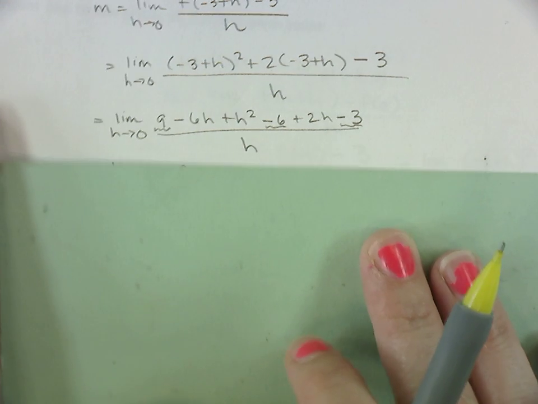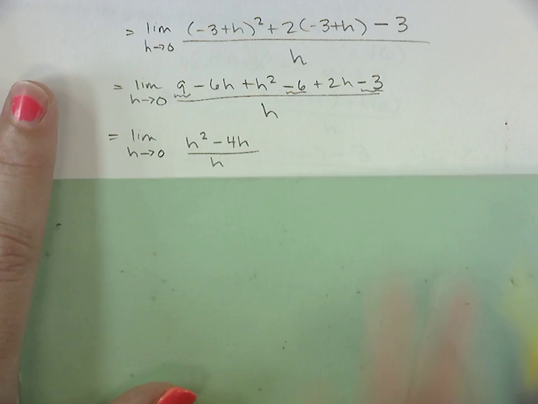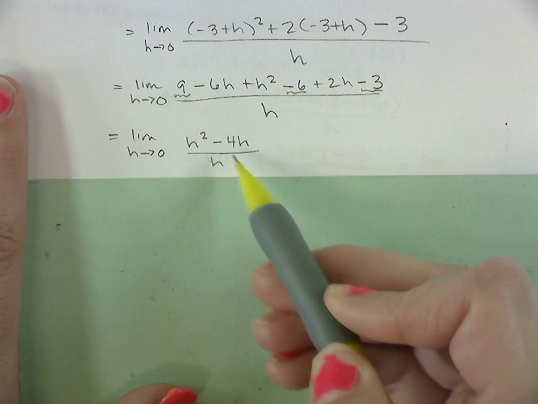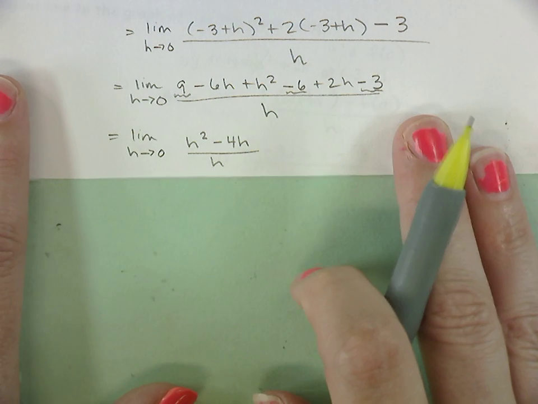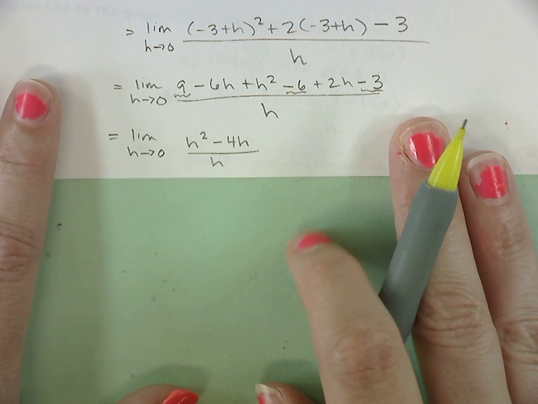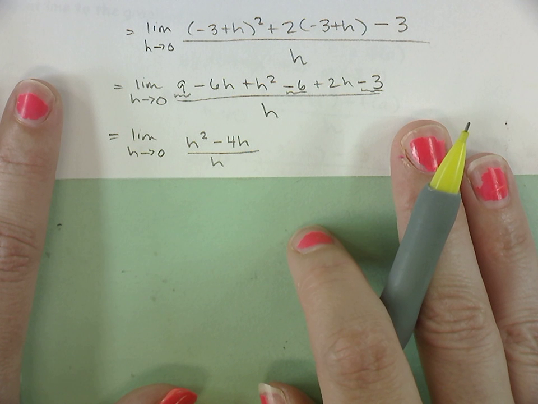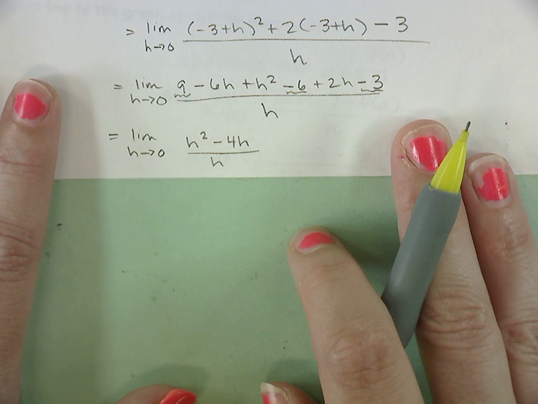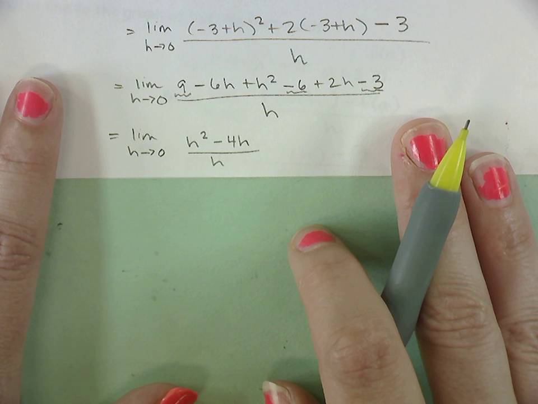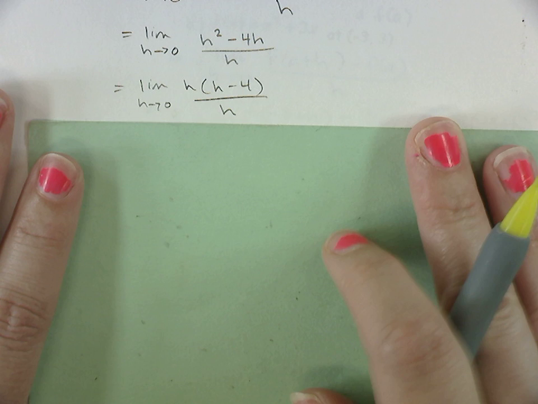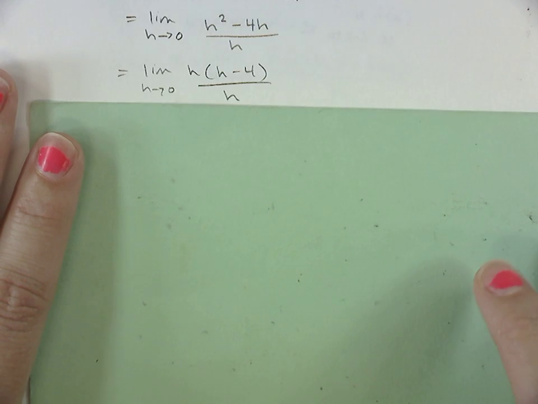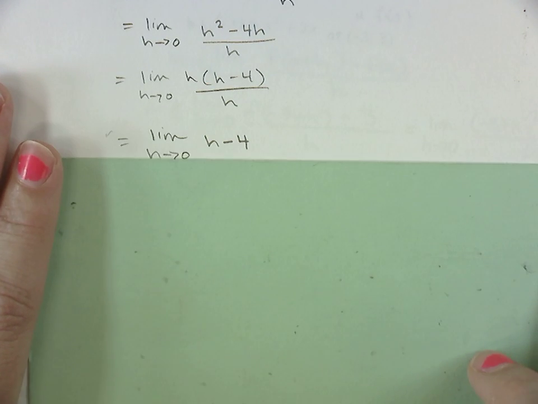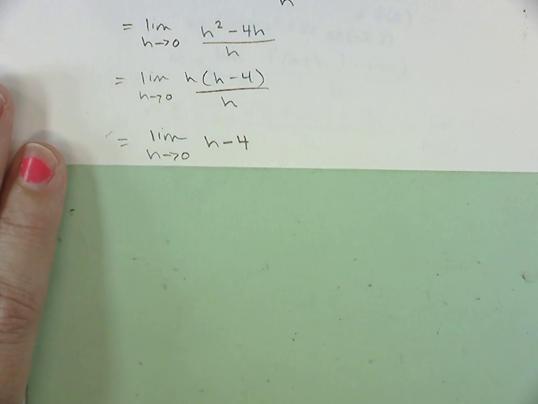Then I'm just going to clean it up, which means I'm going to combine all my like terms. Once I do that, I have h squared minus 4h over h. What am I going to do? Lauren, what do you think? I took the h squared divided by h, so you got the h. Yes, you can divide both terms by h, or you can factor out the h, and then they will cancel.